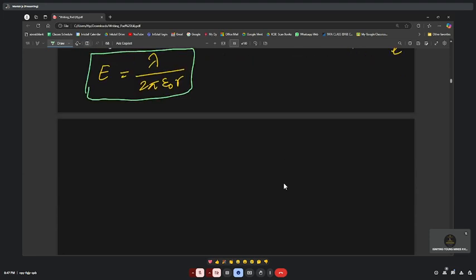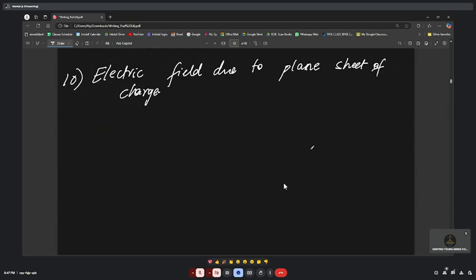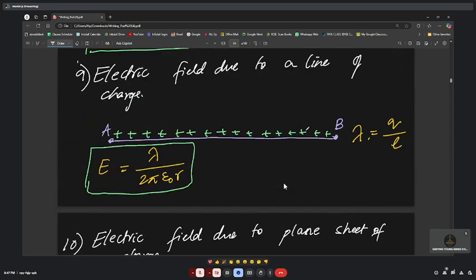Next, the 10th concept. In the same way, now we are going to see electric field due to a plane sheet of charge. Instead of linearly, now we are going for 2 dimensions. When I say sheet, a sheet can have both length as well as breadth. In the previous case, it's only a wire. A wire will only have length. Its breadth is negligible. The thickness of a wire is negligible.